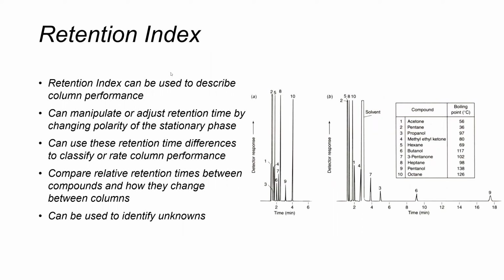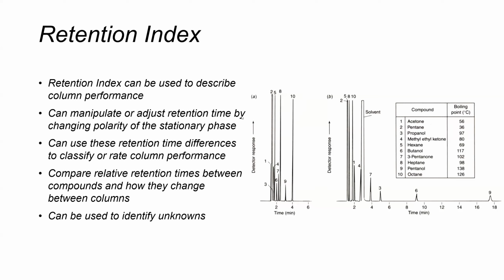So the retention index can be used to describe column performance. This can manipulate or adjust retention time by changing the polarity of the stationary phase. We can use these retention time differences to classify or rate the column performance and compare relative retention times between compounds and how they change between columns. And this can be used to identify unknown components of our system. So we can try to understand the particular elution times based on how they are held by our system.